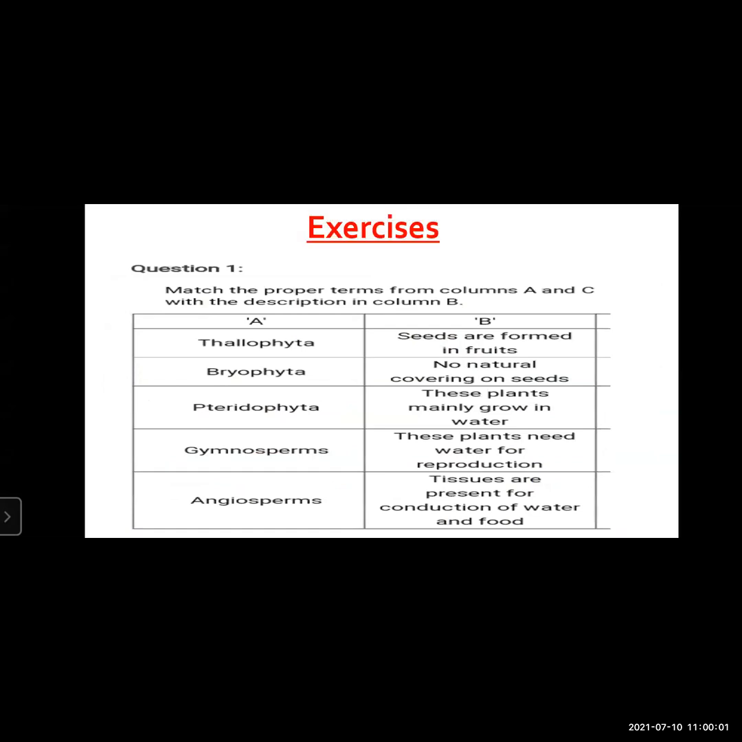Okay, so we have finished with the chapter here. We have completed all the parts. We started with the classification of living organisms, then we saw the classification of plants, and all the subkingdoms and divisions. So we have completed the chapter. Now we are going to solve the exercise given in your textbooks. If you have the textbook, you can see the exercise on page number 80. So we are going to solve the questions and answers given in the exercise.